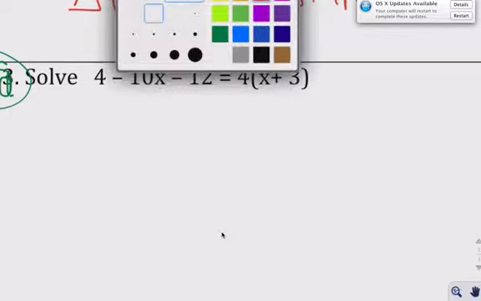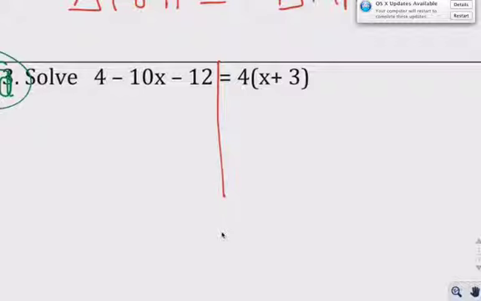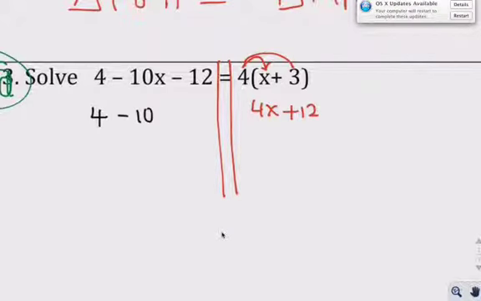Okay, so you need to start with the walls in there. You always distribute first. That gives you 4x plus 12. On the other side it stays the same, 4 minus 10x minus 12. Here there's 3 terms: the 4, the negative 10x, and the 12, the minus 12.